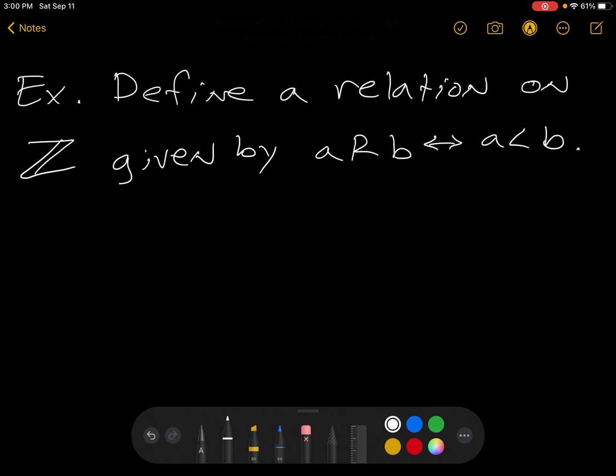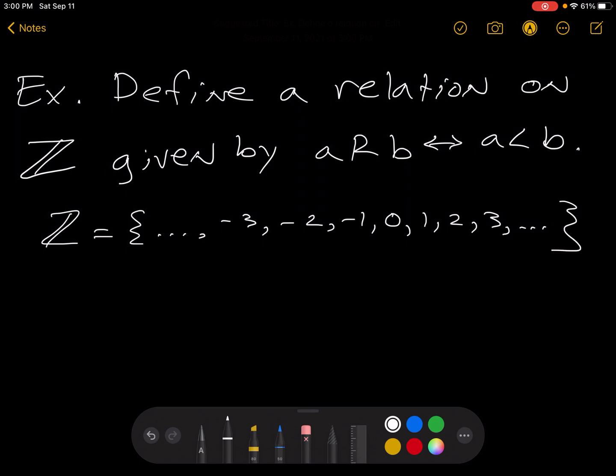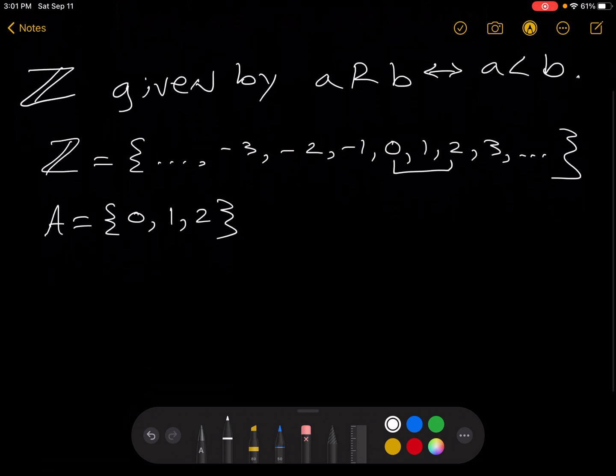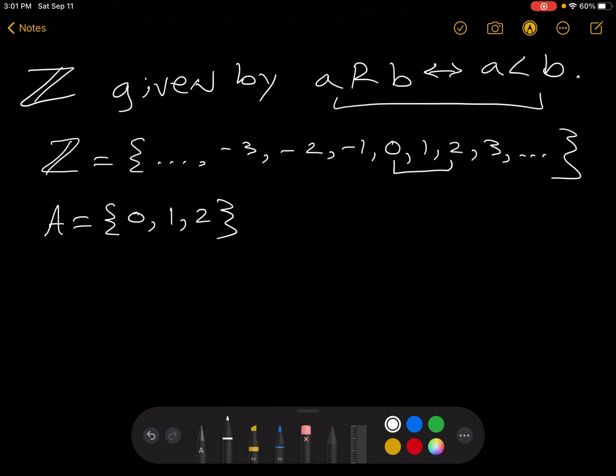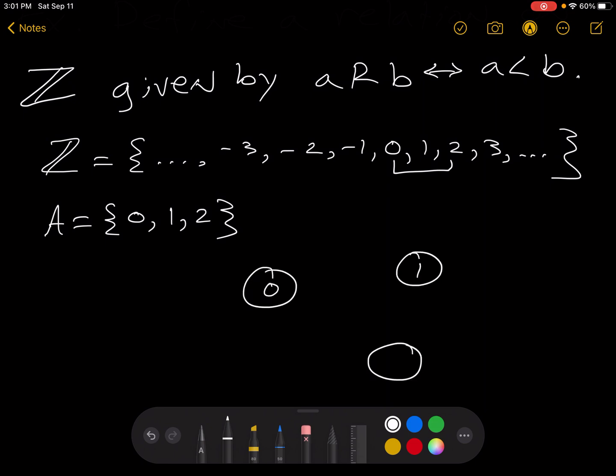Okay, so let's say, remember the integers, something like that, right? So let's just pick a small subset of that. Let's just pick 0, 1, and 2. So let's say A is 0, 1, and 2. And now we're using the same relation, this relation here. A is related to B if and only if A is less than B. All right, so if A is less than B, then they're related. So in this small example, we got 0, 1, and 2.